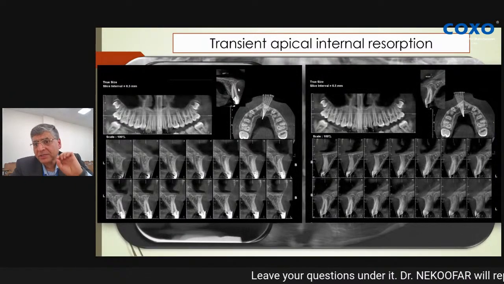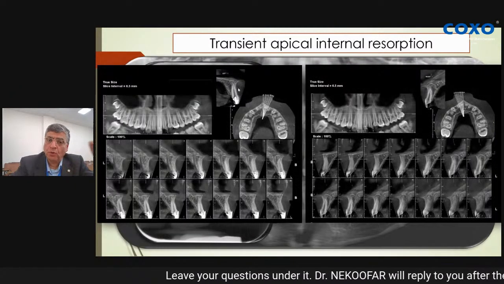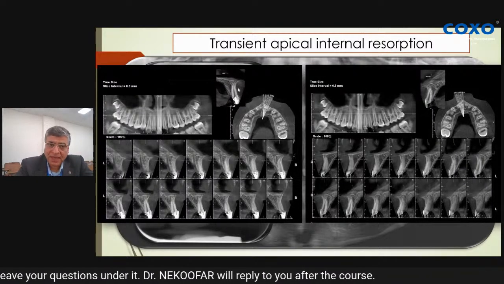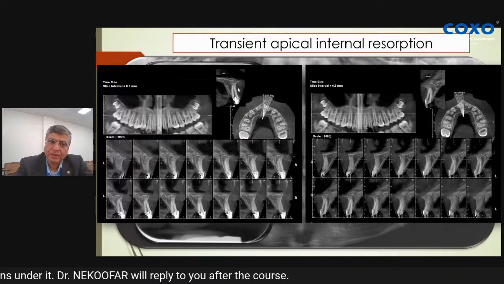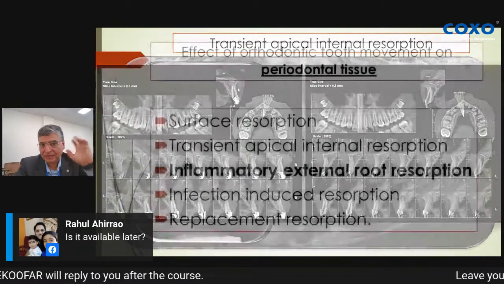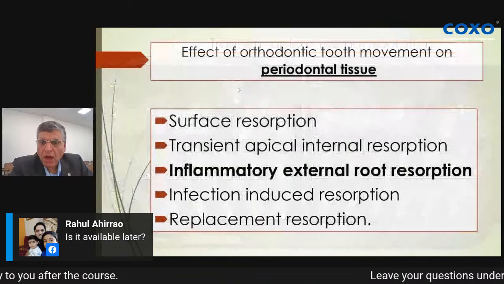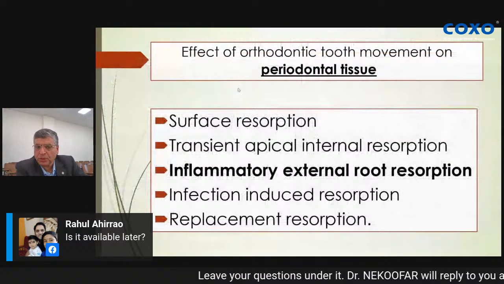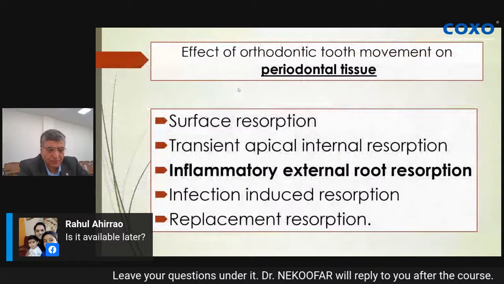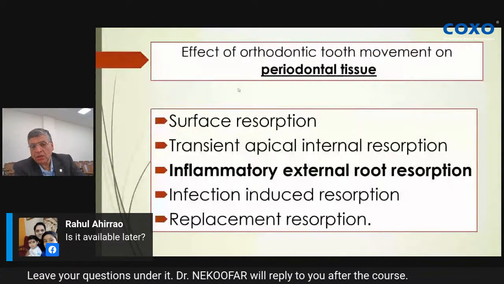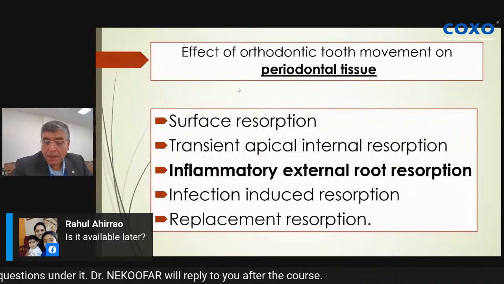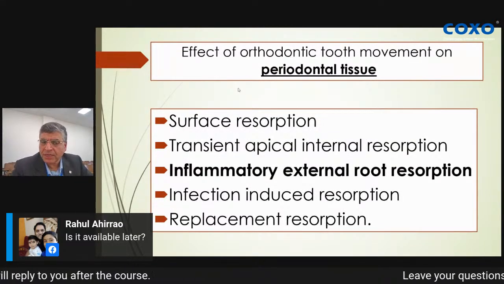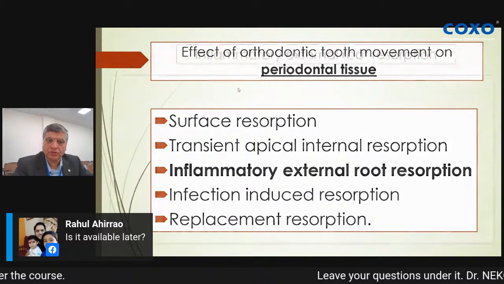And it helps us as a baseline for the follow-up and for the monitoring of the patient as well. If something happened, we can compare that with the previous CBCT that we already have. Okay, so transient apical internal resorption and surface resorption are not a nightmare for us if they happen during or after orthodontic movement. But what about inflammatory external root resorption?